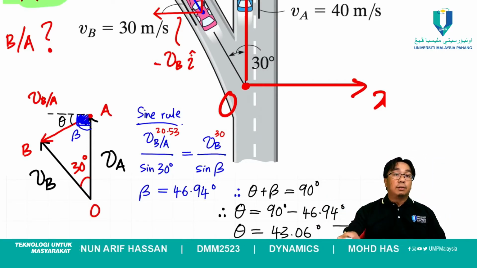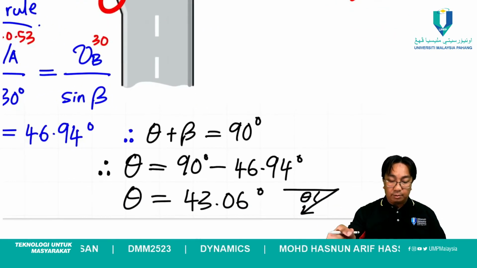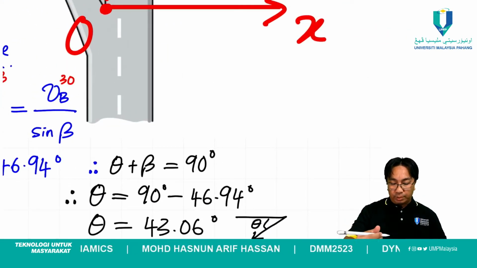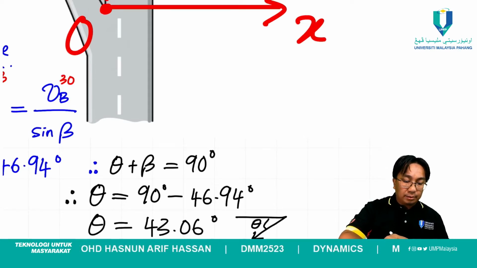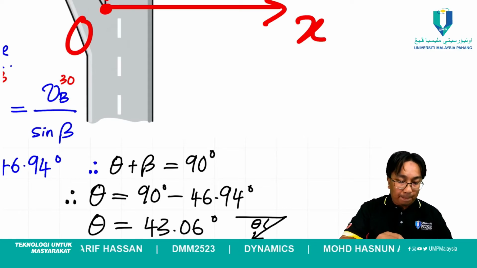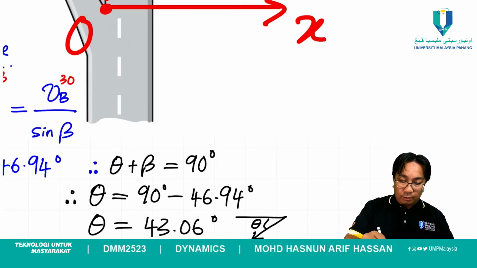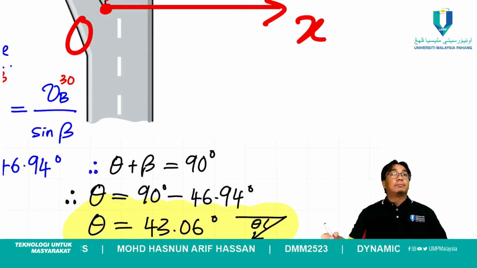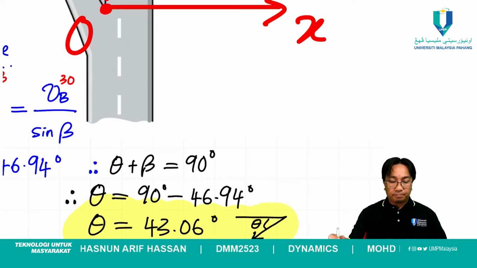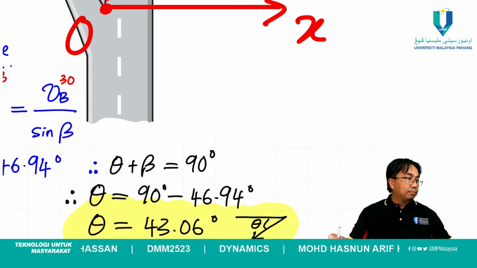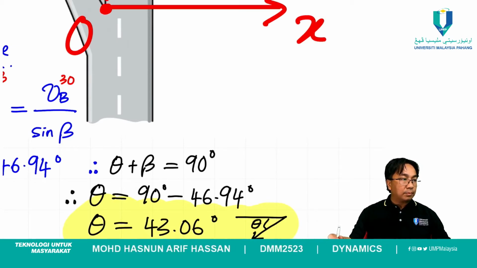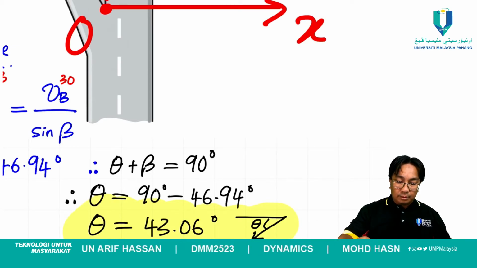So you can draw to indicate that this is theta, like that. Sekejap saya zoom in, tak nampak. Okay, theta is basically the angle from the horizontal reference line from the x-axis. Okay, ada apa-apa soalan tak? Is this clear? Clear, sir. Clear, eh? Okay.